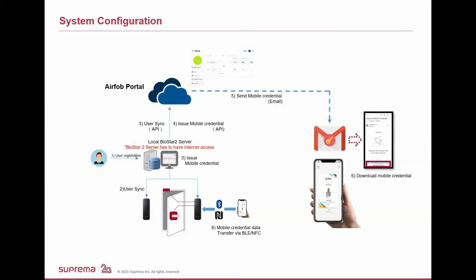So you can enroll users from Biostar 2, and the user data will be synchronized to the connected readers. When you issue the mobile access card from Biostar 2, it sends a command to the cloud to enroll that user through the AirFob portal API, and also issues the mobile access card to the user's email. In the email, there will be a download link, and if you touch it from your mobile phone, you will get the card, and you can just use your phone by tagging on our reader.